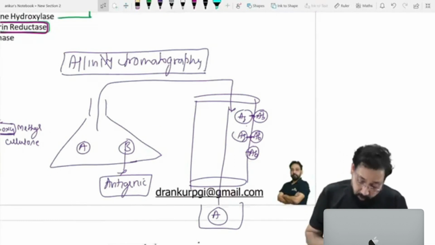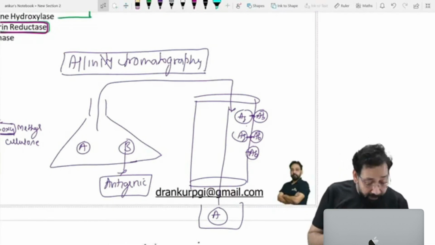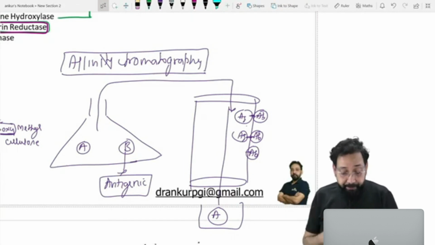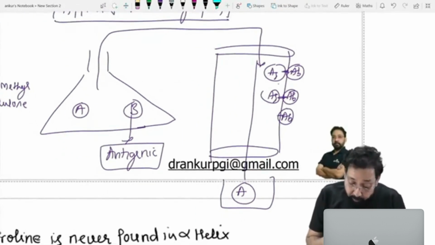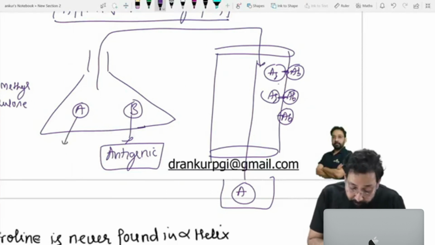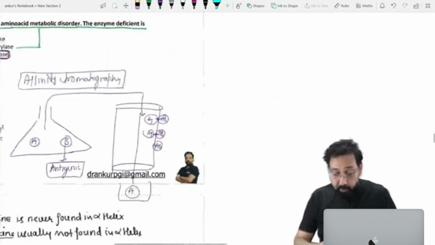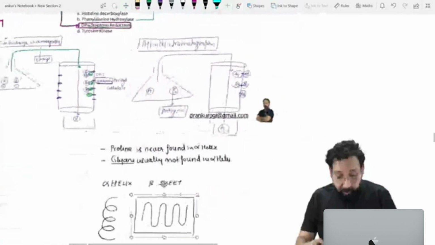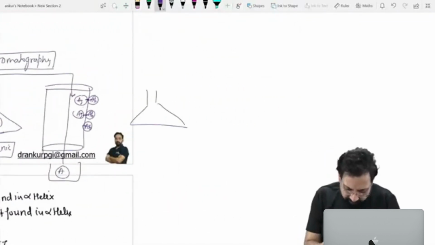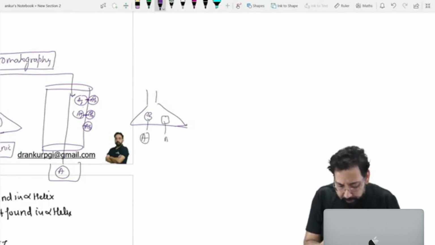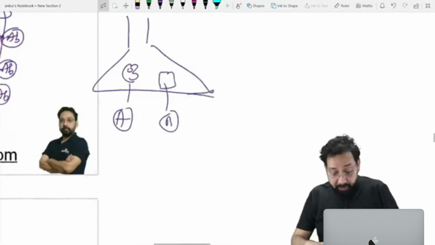So affinity chromatography: antigen can be purified by affinity chromatography. Suppose I take another scenario. I know that page is full, but if you have a little bit of space, try to write. Suppose there is an enzyme, protein B. You all know all enzymes are proteins.